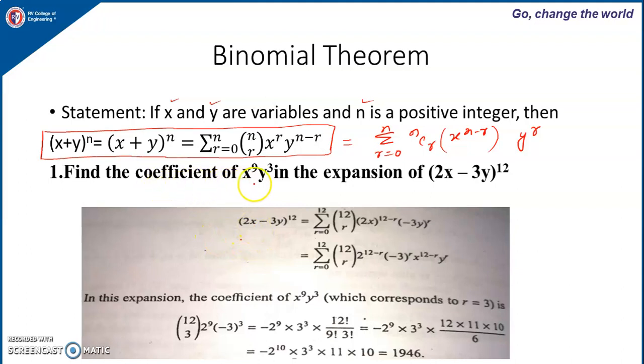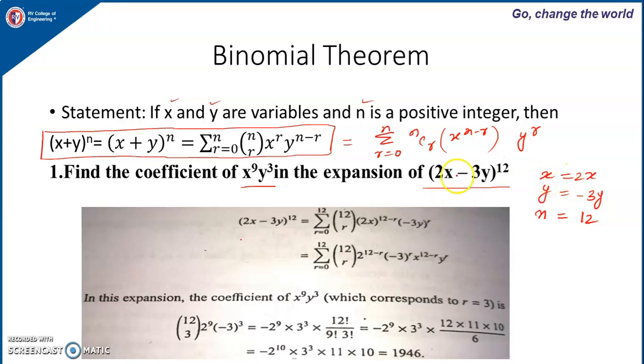Here you have to find the coefficient of x^9 y^3 in the expansion of (2x - 3y)^12. Whenever we have two variables, we have to apply binomial theorem. If I compare with (x + y)^n, what is the value of x here? x is nothing but the first term, that is 2x, and y will be the second term, and we have to take it with sign, so it will be minus 3y, and this n value will be 12. Okay, so we need to just expand this using binomial theorem.